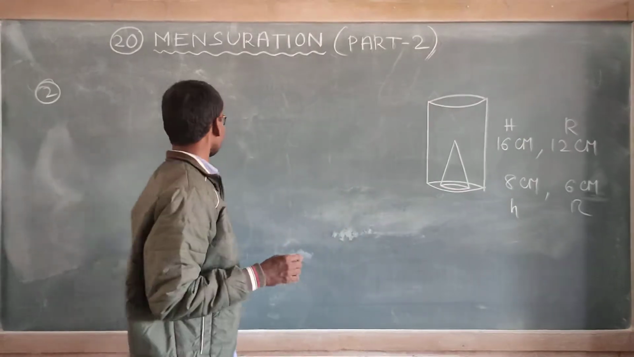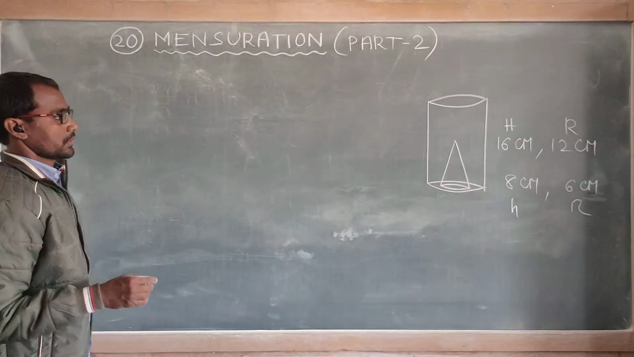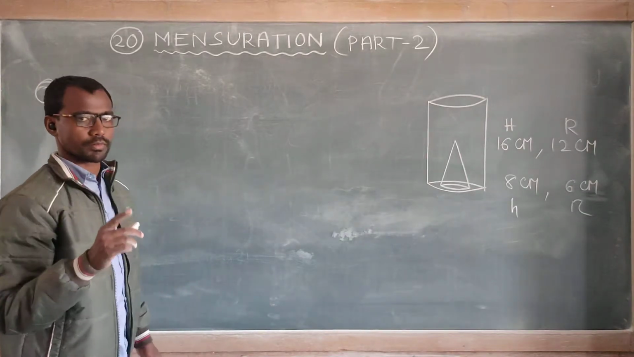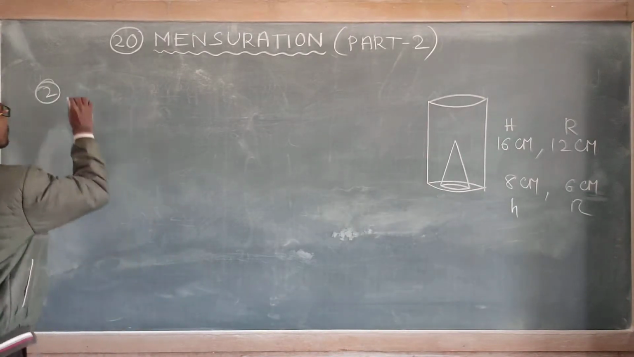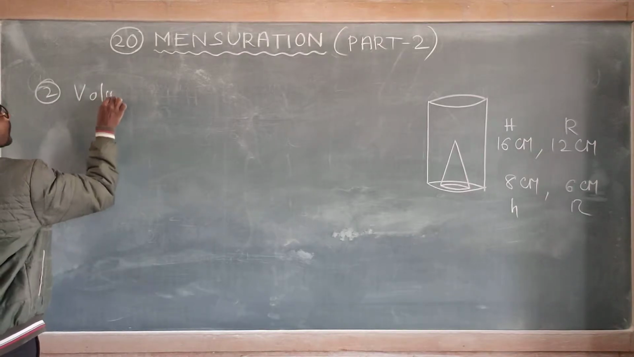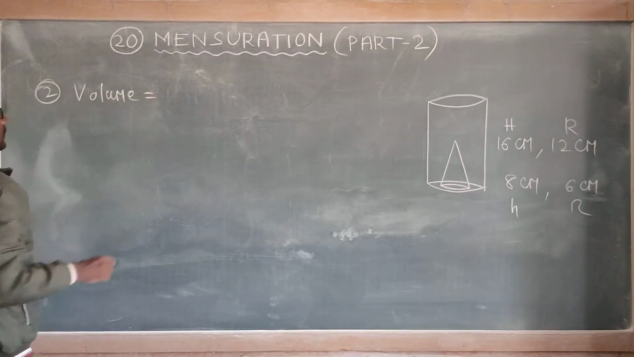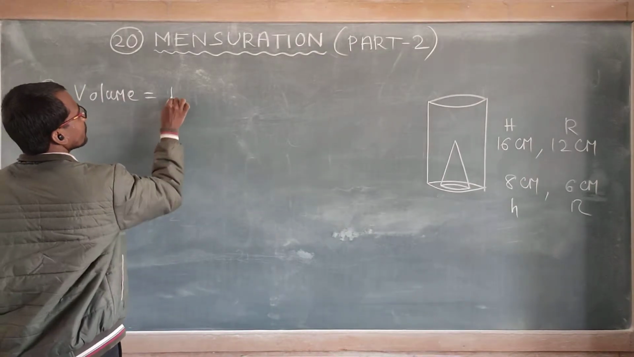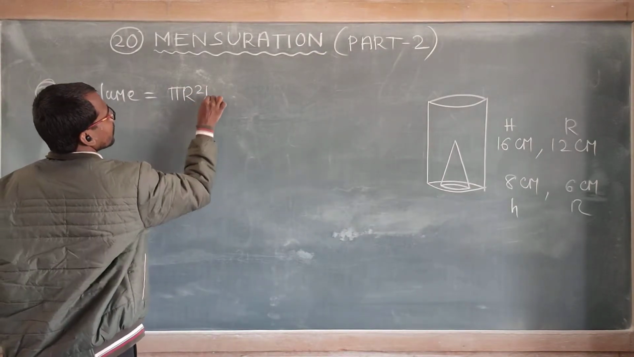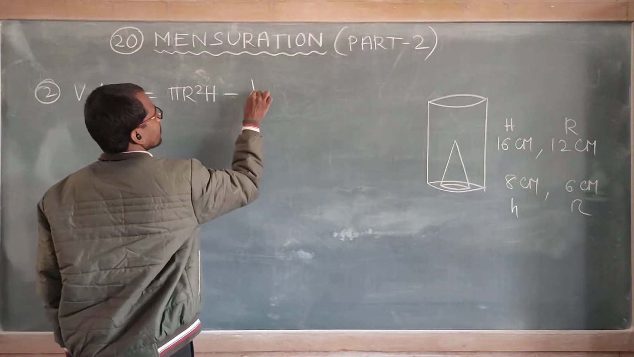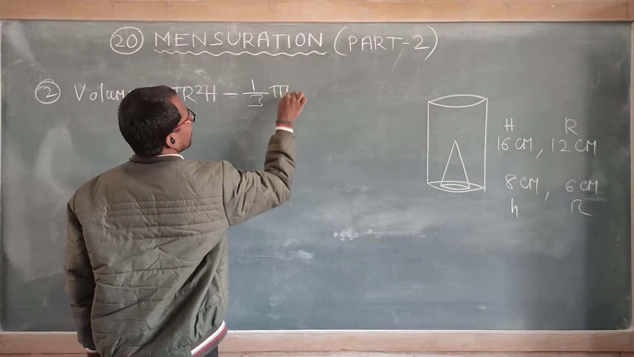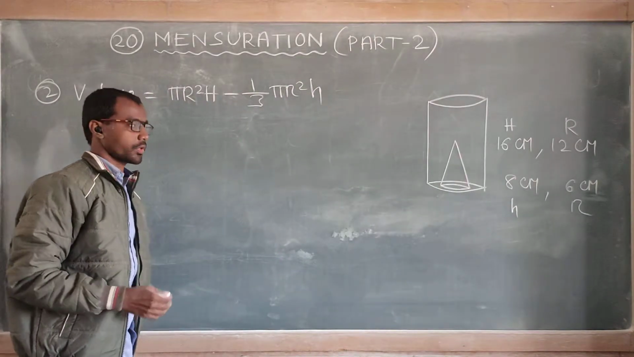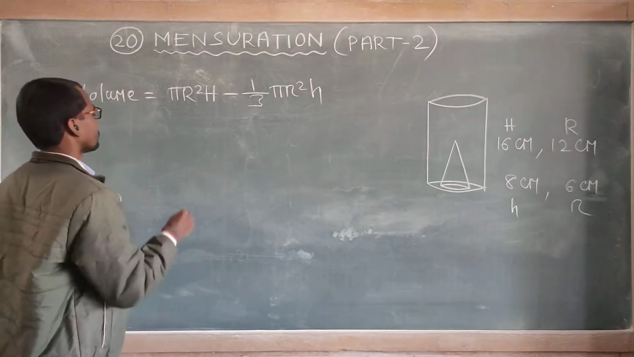So let us find volume first. Volume is very easy, remember this. So first go for volume, then go for area. Volume is equal to pi r square h minus 1 by 3 pi r square h, volume of cylinder minus volume of cone, because the cone has been taken out.